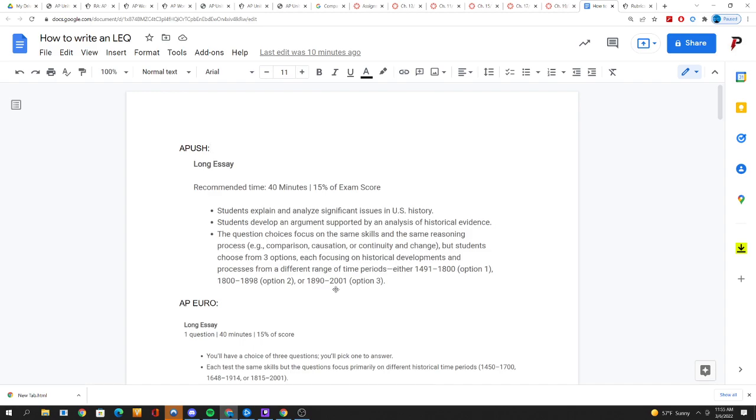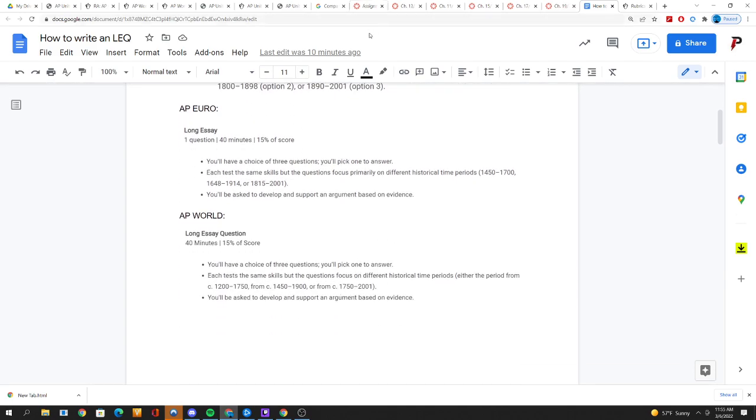Well, how an LEQ works on an AP test is that they give you 3 options. They give you 3 things to write about, whether that be between the period of 1491 to 1800, 1800 to 1898, or 1890 to 2001. So you actually have a lot of flexibility. And most of the time, people don't really go for the 1491 to 1800 because that's first semester content that you're a little bit rusty on. So your best bet 90% of the time is to go with option 2 or option 3.